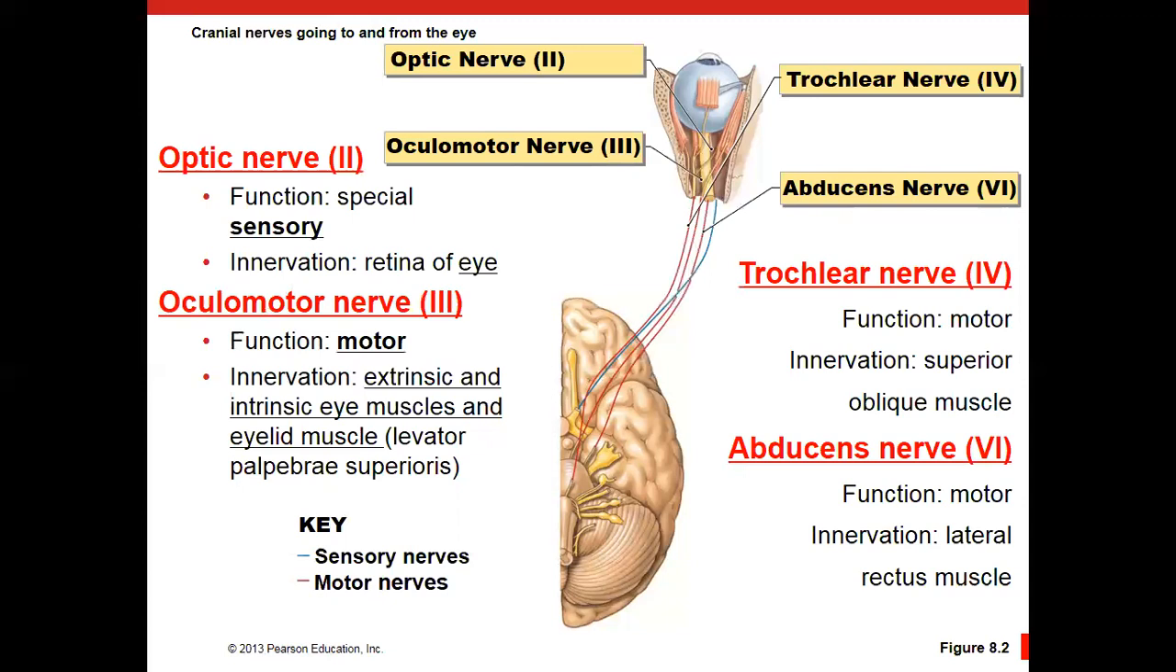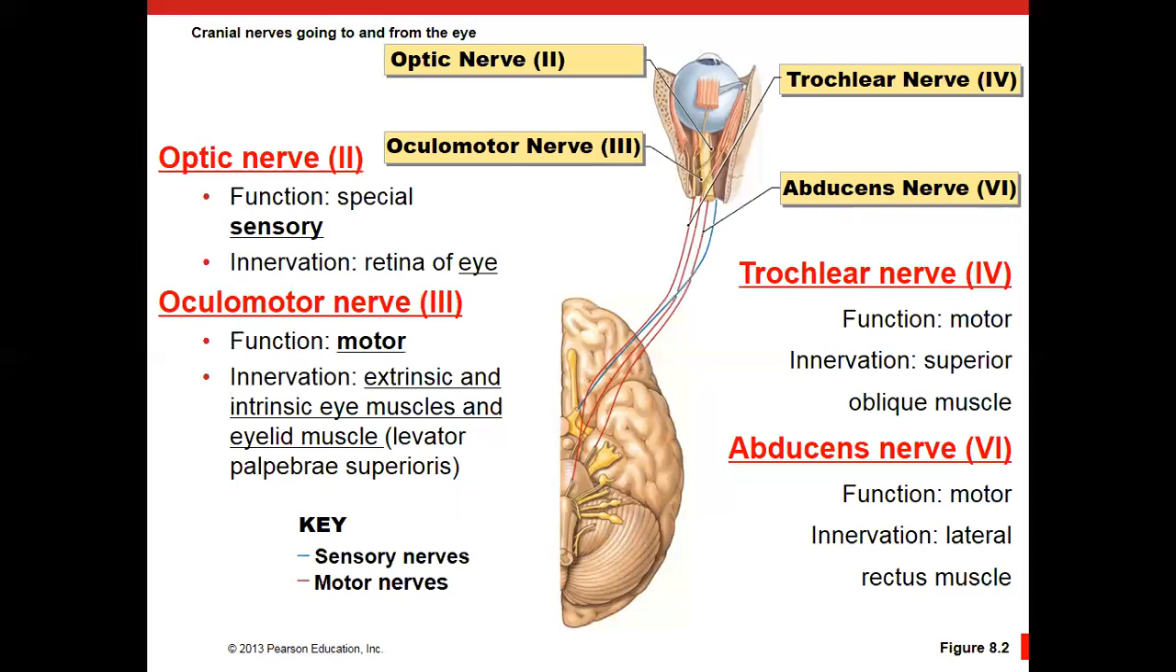The optic nerve is all sensory. The oculomotor, trochlear, and abducens, number 6, are all motor. So the optic nerve is purely receiving sensory information from the eye and sending it to the brain. The brain is basically sending information to the muscles of the eye, the extrinsic eye muscles, by way of the oculomotor nerve, the trochlear nerve, and abducens.